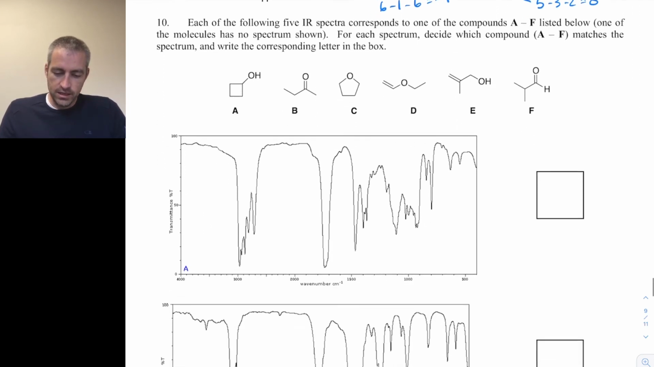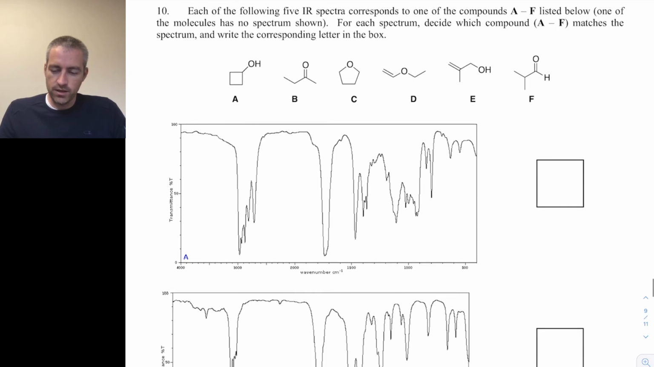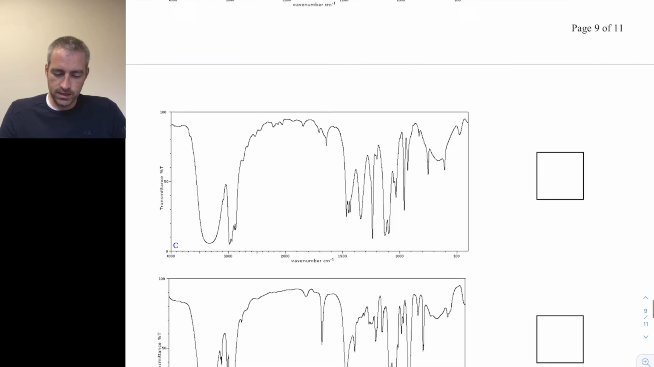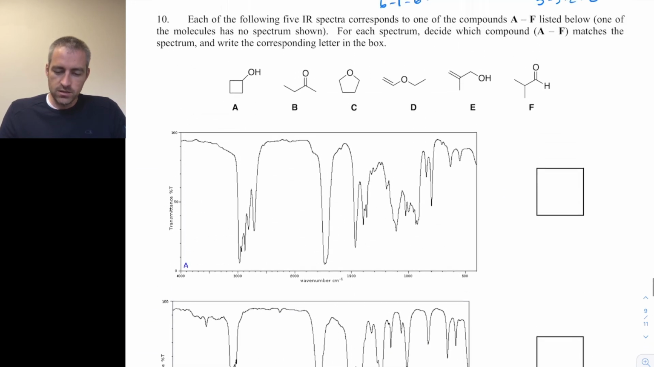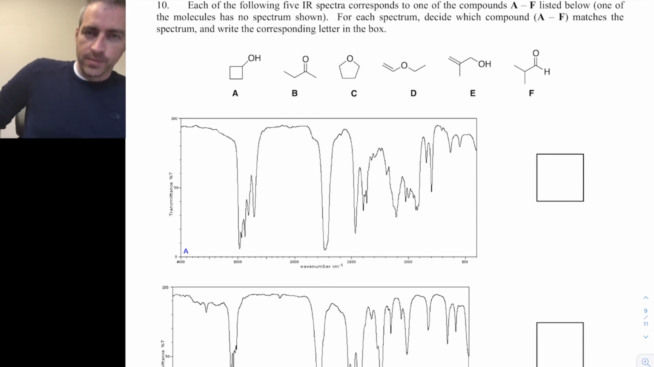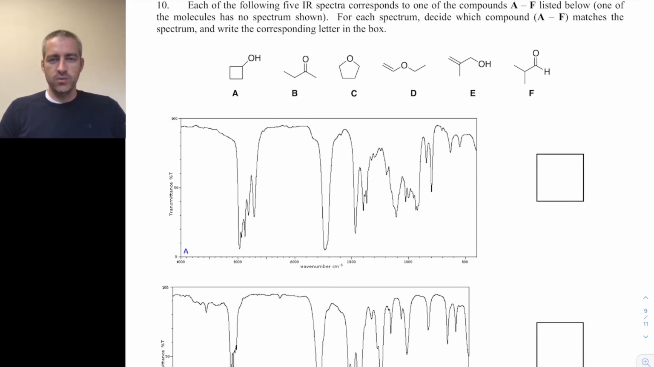Number 10, each of the following IR spectra has one of the compounds A to F. So this is IR spectroscopy, but a whole bunch of examples all at once. What I like to do in a question like this is, first of all, look at each of the spectra and see what features should be a little obvious to us here. Let's go to 3000 and make our vertical line. Let's do the same thing at 1600.